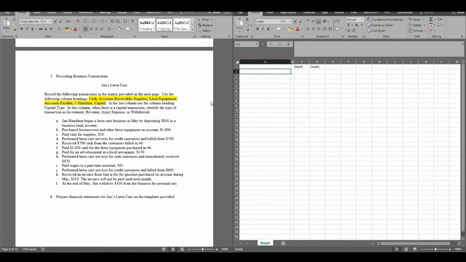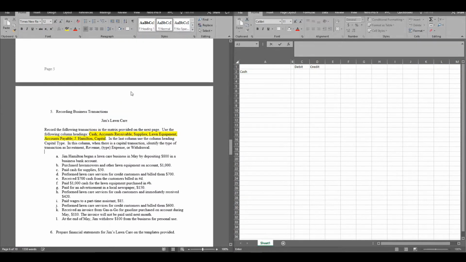So Jim Hamilton began a lawn care business in May, depositing $800 in a business bank account. So what he did is he opened an account for this business. We're not thinking about his own personal bank account. We're thinking about the business bank account now. And he added some cash to that business bank account. So we're going to use the cash account here. And he also did something. He opened his capital account. This is his initial investment.